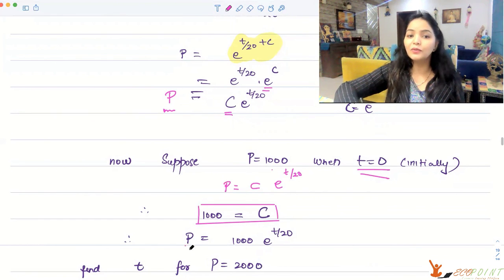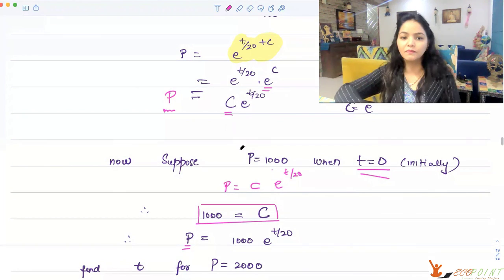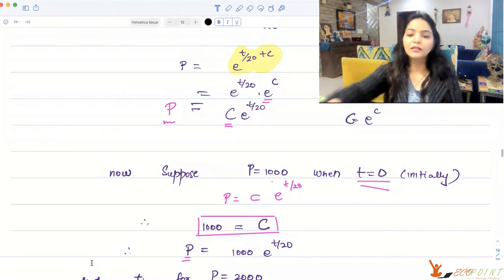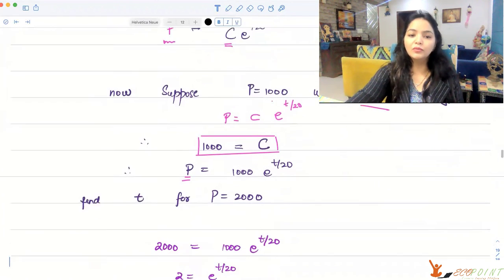Now I need to know when this P can be 2000. So put P equals 2000. So 1000, 2000, you will get 2 here. So e to the power t by 20 is equal to 2.